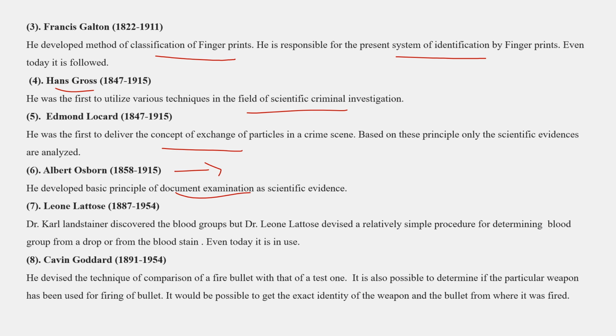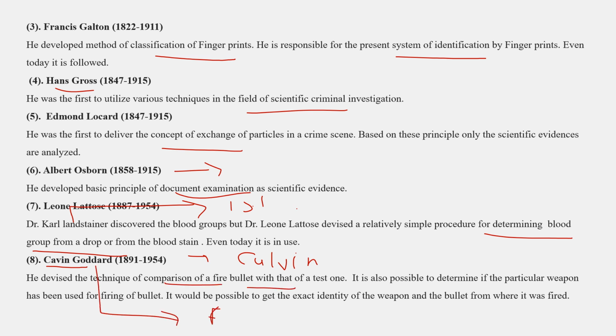Leone Lattes was the first one to devise a simpler procedure for determining the blood group from a blood stain. Karl Landsteiner was the first one to discover blood groups. Next, we have, this is wrong actually, this is Calvin Goddard. He was the first one to compare the fired bullet. He is considered the father of forensic ballistics.